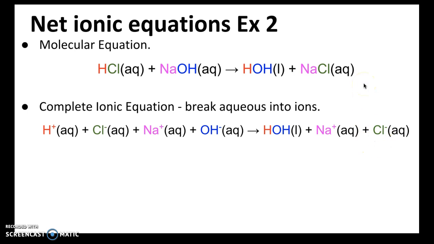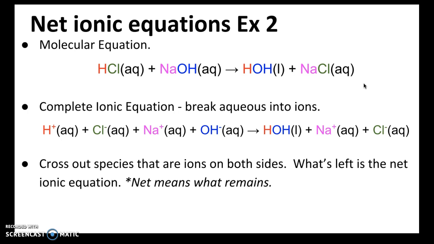Okay, the next step is to cross out any species that are ions on both sides, and what's left will be our net ionic equation. So we're starting off with H+. It's an aqueous ion on the reactant side. But on the product side, the H is in the water, which is liquid, so we do not break that apart. So that means we can't cross out H+.